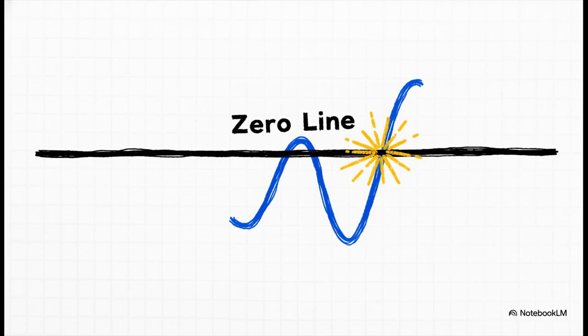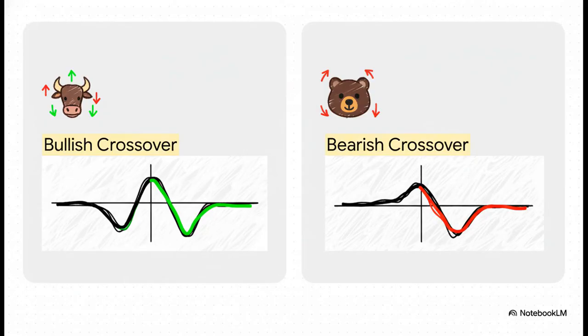The first and most straightforward signal is the centerline crossover. This is simply when the ROC line moves across that zero level we were just talking about. Think of it as the moment the balance of power might be shifting from the bulls to the bears or vice versa. So a bullish crossover is when the ROC climbs up from negative territory and crosses into positive ground. This suggests that upward momentum is starting to build. And on the flip side, a bearish crossover is when the ROC falls from above zero to below it, which is a warning that downward momentum is starting to take control.